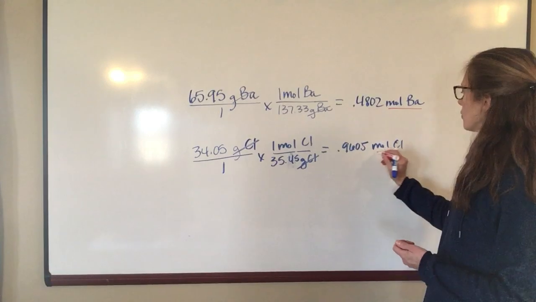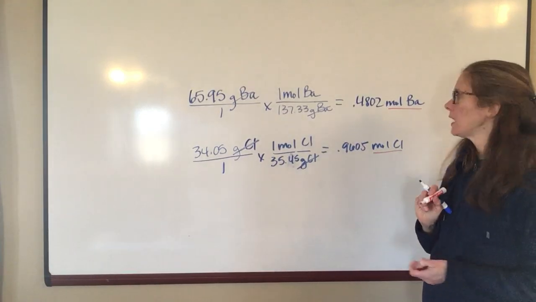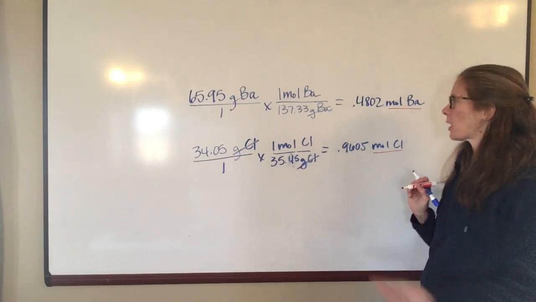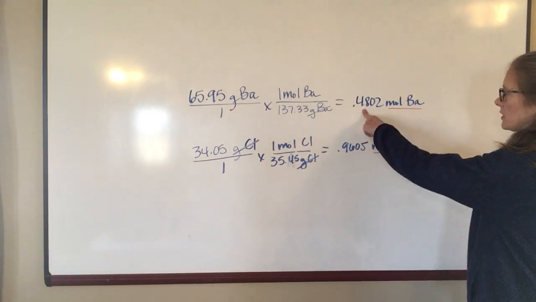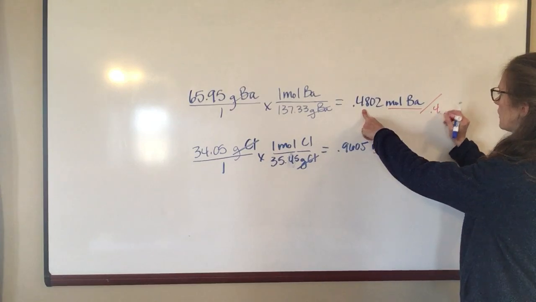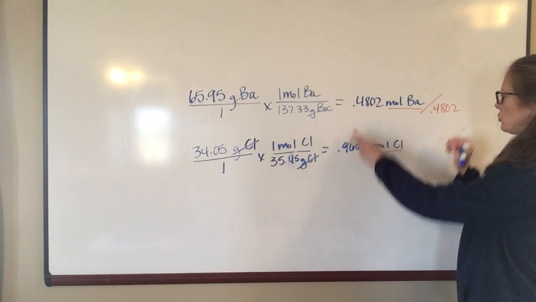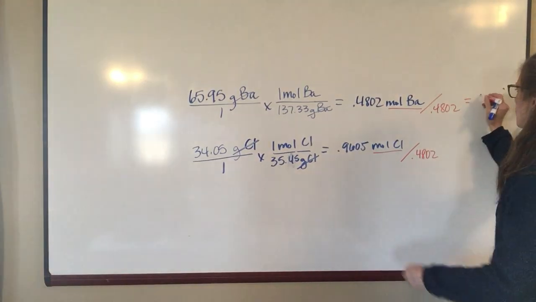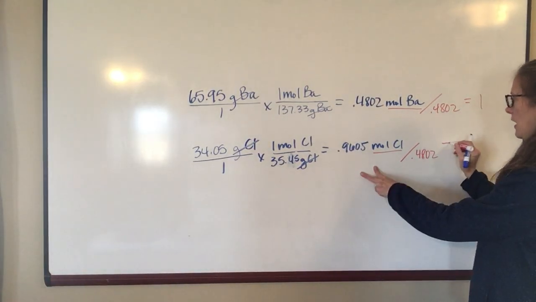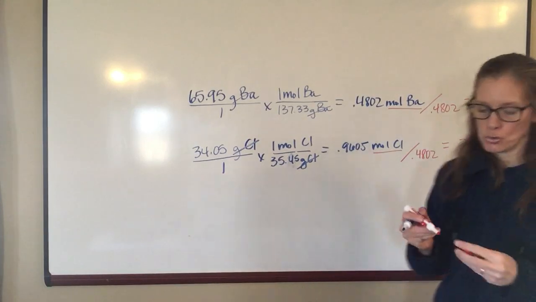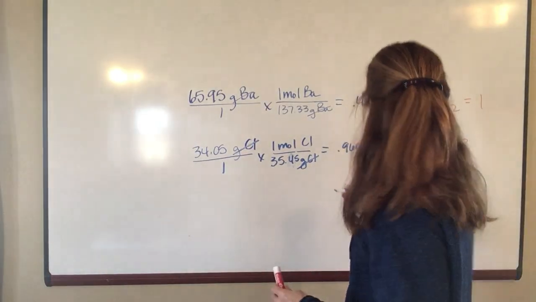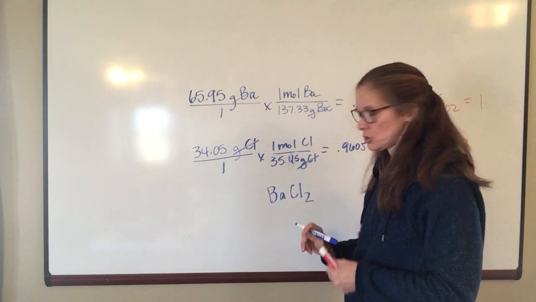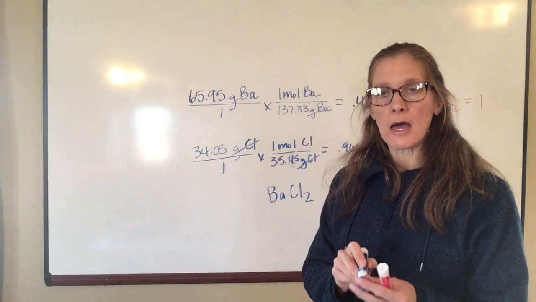So once again, this should look really familiar. I have moles of chlorine, I have moles of barium. I need to take the smaller of the two numbers and divide everything through by the smaller of those numbers. Well, the smaller one is obviously this one, so I'll divide this by 0.4802, divide this one by 0.4802. So this gives me 1, and this gives me 2 when I divide that out. So I'm going to end up with BaCl2.